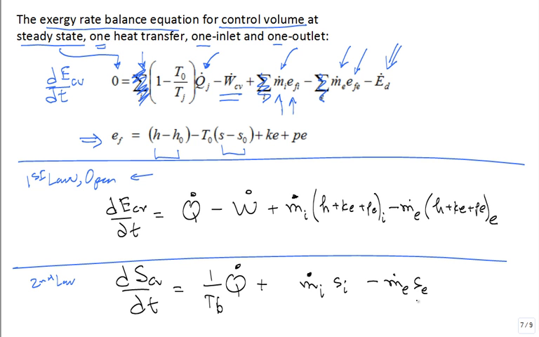Are we done? Or do we have one more term? We need that entropy production term. I would have preferred this book use S dot gen, but they didn't. What does this book use? Sigma or sigma dot? Which one? Sigma dot, rate of entropy production.